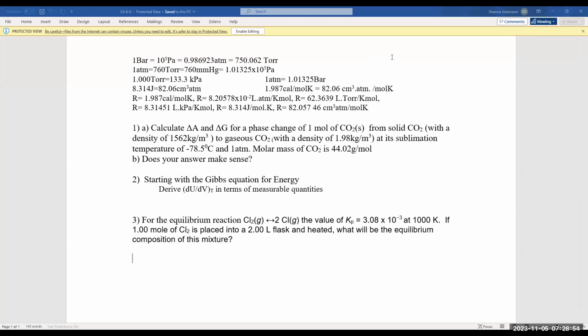So the first one is calculate delta A and delta G for a phase change. Keyword here, phase change, which means you know that delta G is going to be equal to 0, because it's phase change. From there, your delta A is delta U minus T delta S. You can substitute because you know that delta U is equal to work plus Q, and that delta S is equal to Q over T.